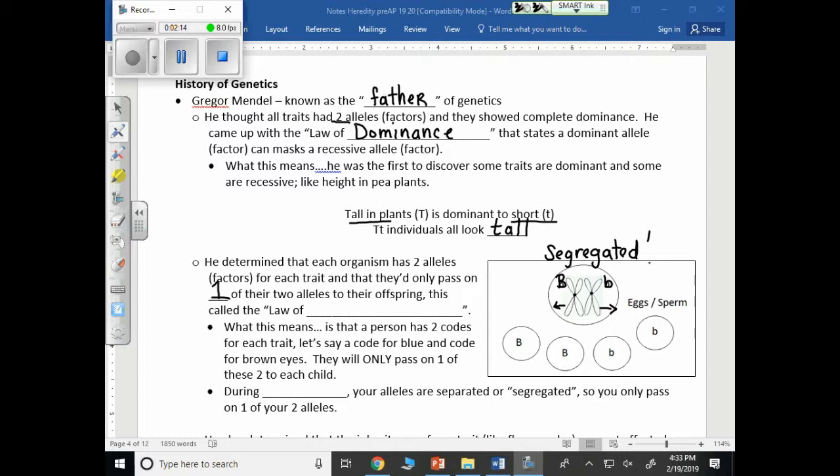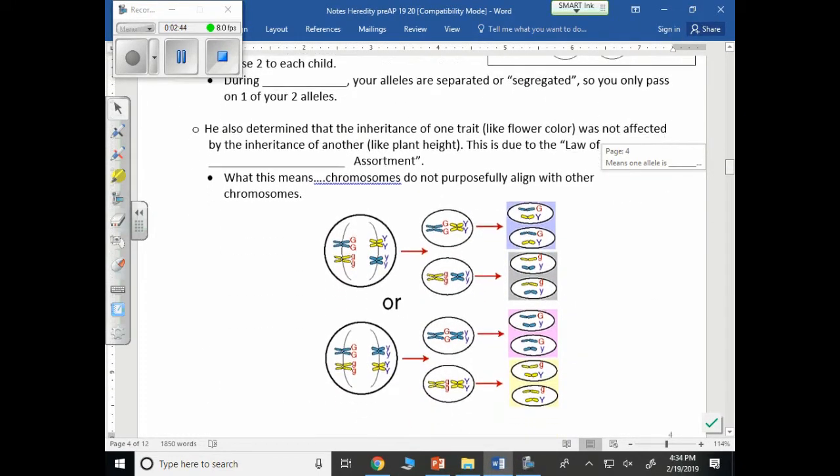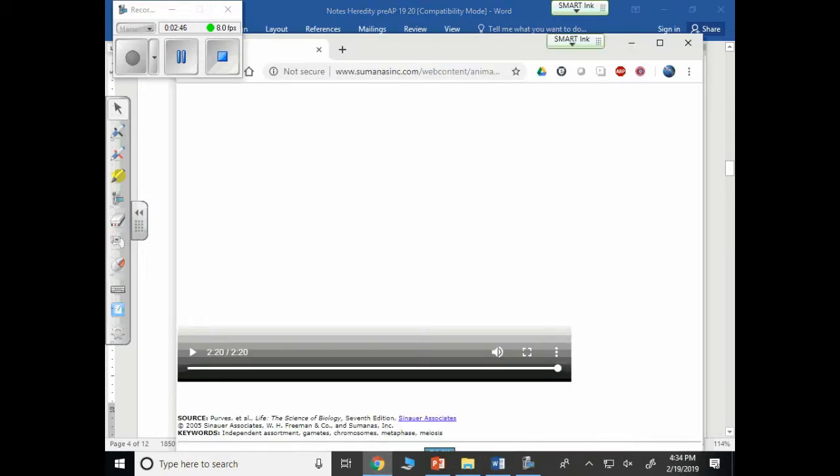So he knew that you have two codes and somehow they got separated, or segregated. So it's called the law of segregation, so that you only pass on one of your two codes to the next generation. Now we know this is occurring because of meiosis. Gregor Mendel didn't know that. So again, his second law. He has the law of dominance, then he came up with the law of segregation. Now, for the next one, the law of independent assortment, we're going to look at a video first and watch what we mean.